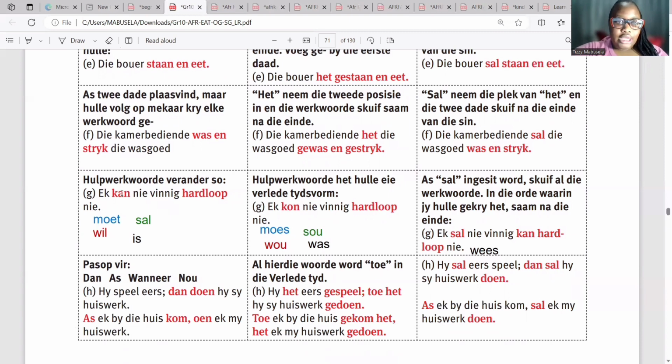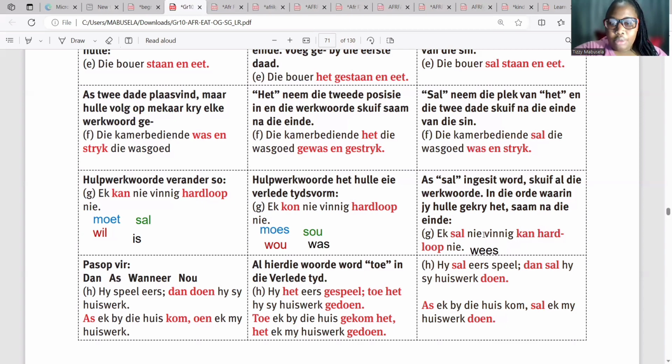They're not the main verb in the sentence. So for example here, ek kan nie vinnig hardloop nie. Kan is my auxiliary verb. Hardloop is my main verb. So when we take it to the past tense, we are going to say ek kon nie vinnig hardloop nie. And when we take it to the future tense, we will say ek sal nie vinnig kan hardloop nie.